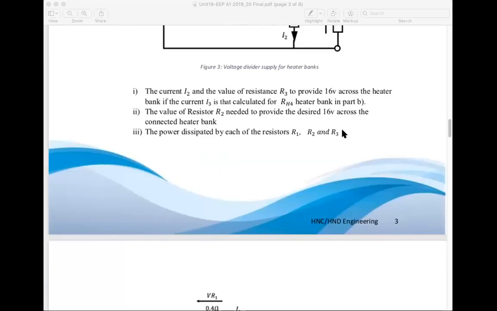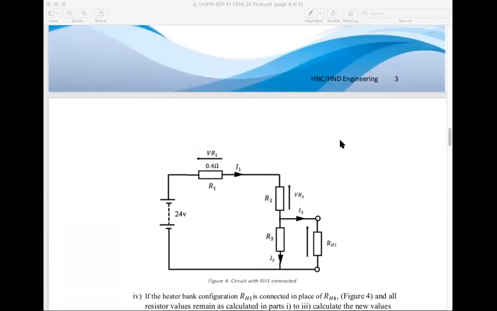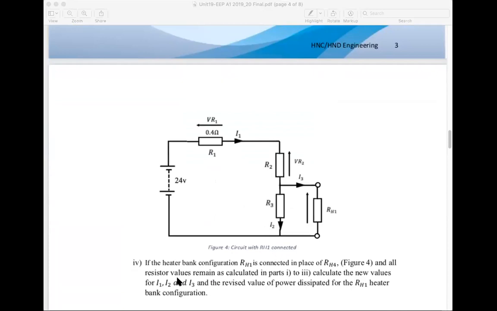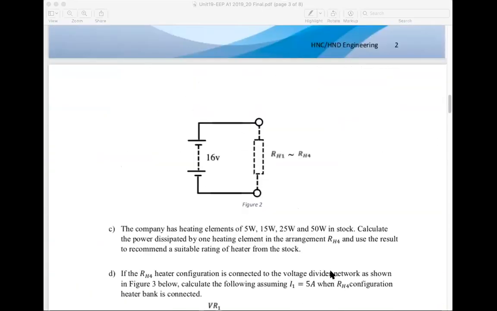All right. Then you're going to connect the lowest power heater bank configuration, RH1, because that's got all the elements in series, right? And then you're going to keep the same value for R3, R2, and R1, but recalculate new values for the 3 currents because they will change. And therefore, you can recalculate the power for the RH1 heater bank configuration. It will not be the same as what you calculated up here in part B.